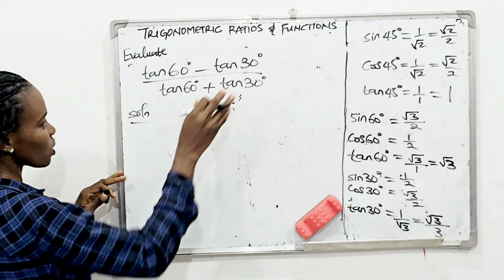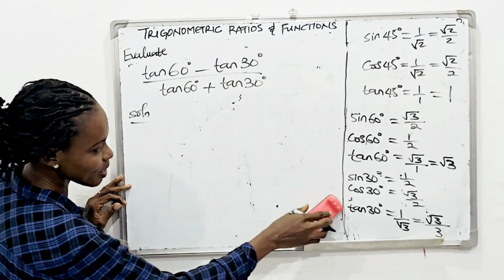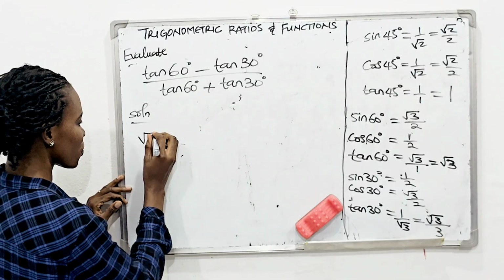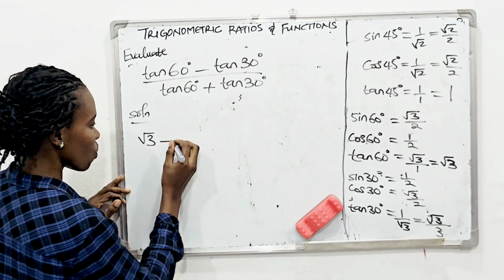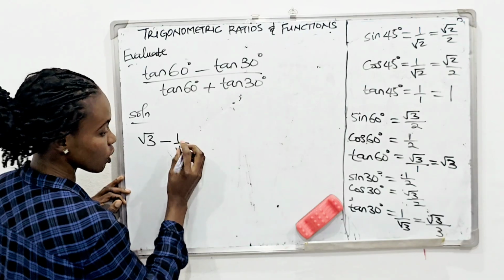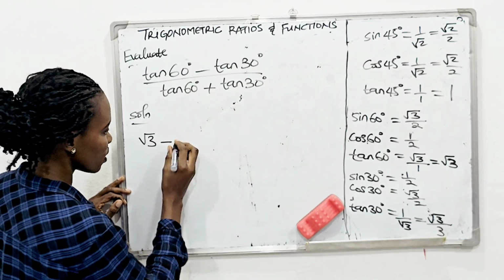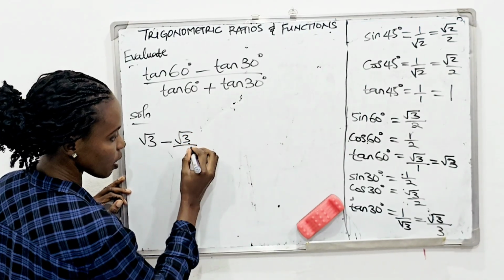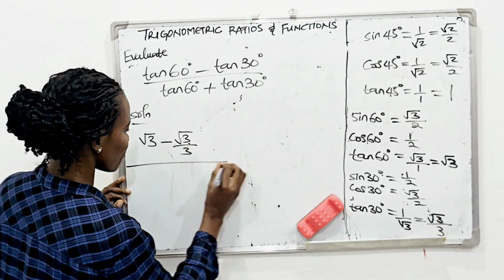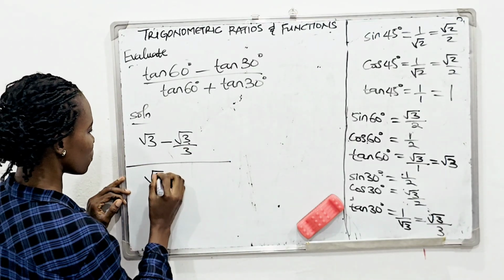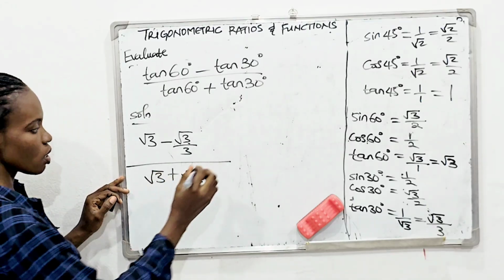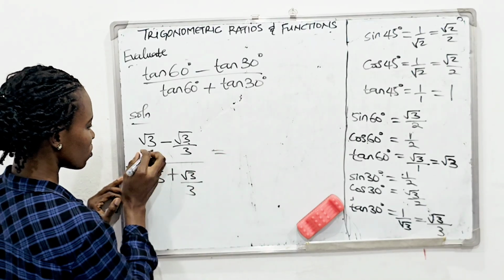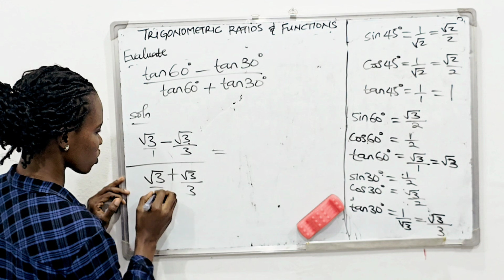Alright, so let's look at it. We have tan 60. What's tan 60? Root 3. Minus, what's tan 30? 1 over root 3, or let me use the rationalized one, which is root 3 over 3. Divided by the same thing, root 3 plus root 3 over 3. Let me simplify this fraction and make it a single fraction.